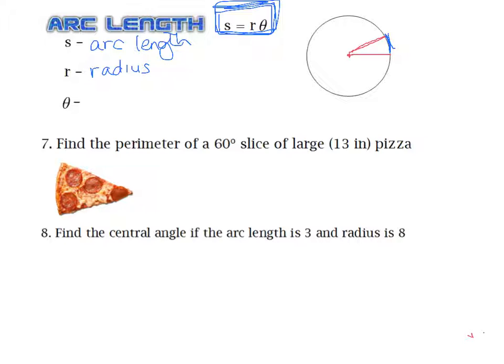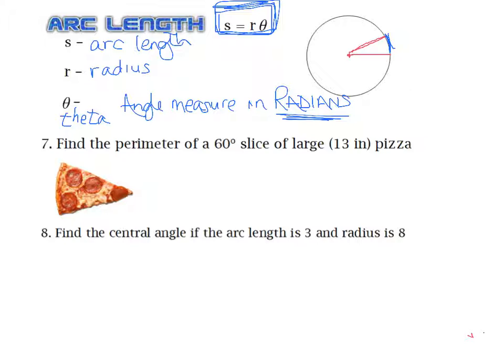In geometry, we use capital letters to represent angles. In trig, we use Greek letters. This is spelled theta so that you pronounce it correctly. We use this one a lot. It's a very common Greek letter that we use. It's theta, and it is the angle measurement in radians. It has to be in radians for this formula to work. That's the big kicker. If it's given to you in degrees, you're going to have to do some converting to be able to use this formula.